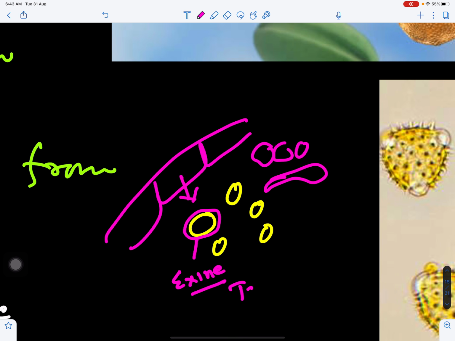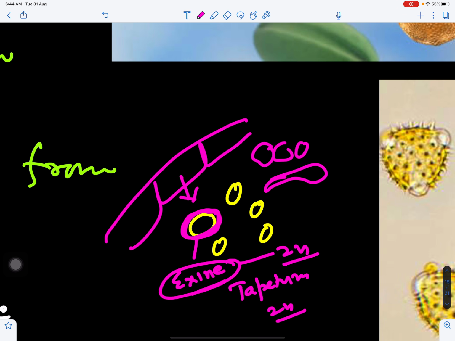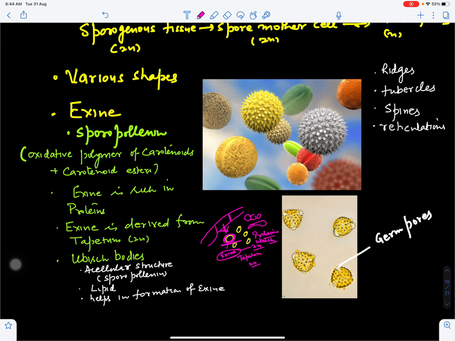Now this tapetum is diploid in nature, so this outer covering, the exine, will also be diploid, because it is produced from the tapetum tissue. Tapetum is the outermost layer of the sporogenous tissue, which helps in its nourishment and also in the deposition of proteins, sporopollenin, and Ubisch bodies. This leads to the different architectural designs of the exine of the pollen grains. So this is about different kinds of pollen grains.